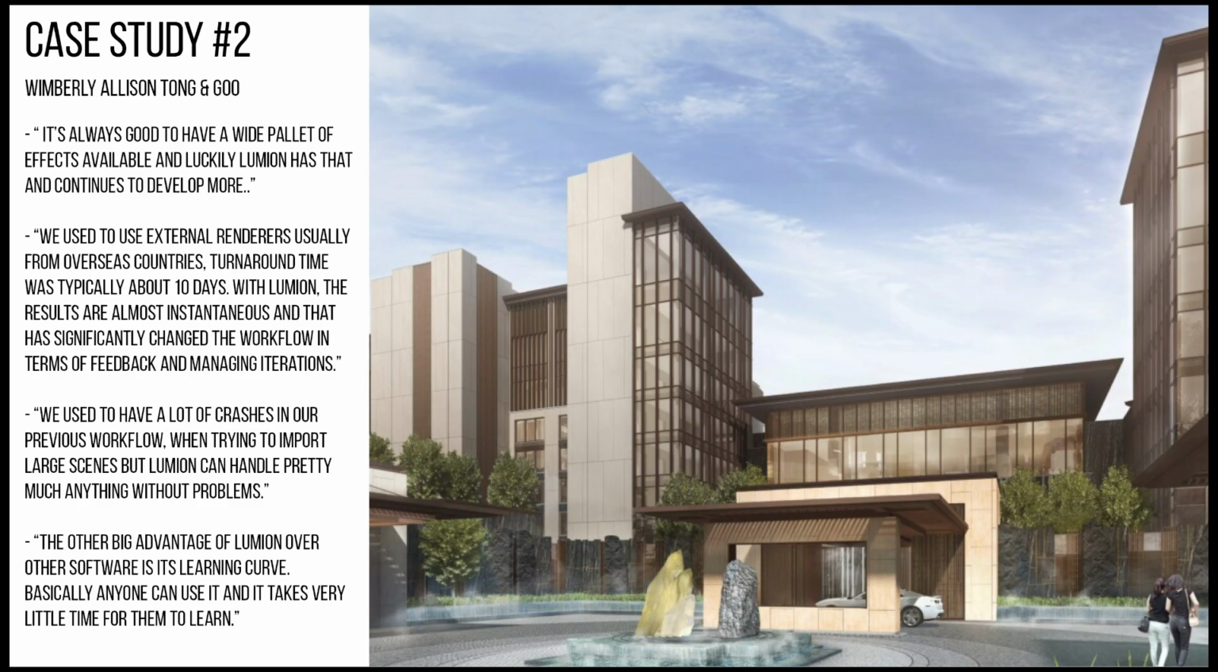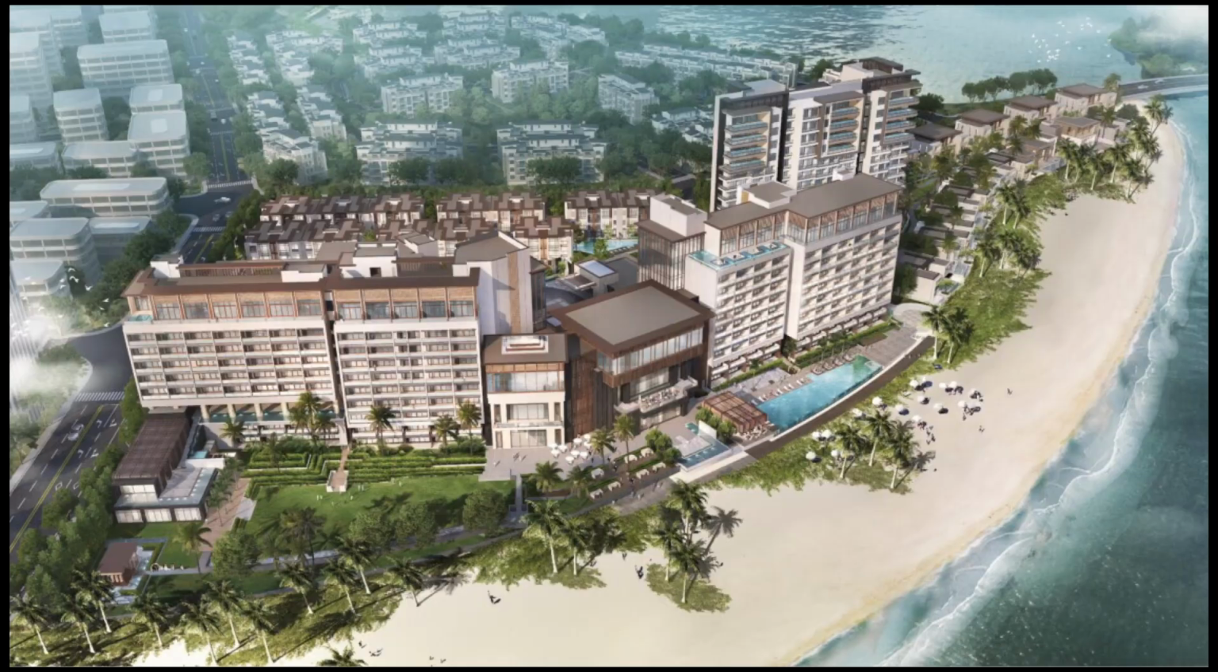The second case study that I used as inspiration was Wimberley Allison Tong and Goo, WATG, a firm of landscape architects, planners, architects, interior designers, and strategists. They employ around 400 people split fairly evenly between 4 hub offices in Hawaii, London, Singapore, and California. These are supported by satellites in Dubai and Istanbul. Having started using Lumion in Singapore, it's now spread to all offices.